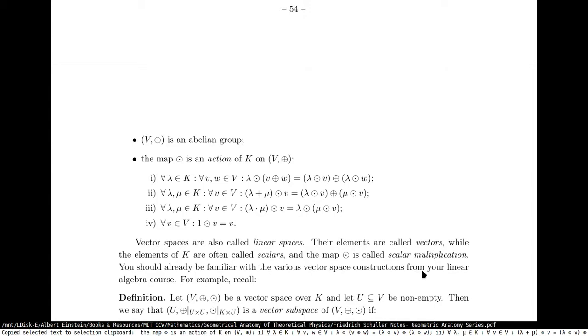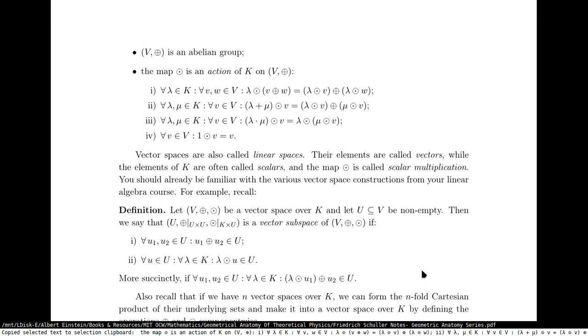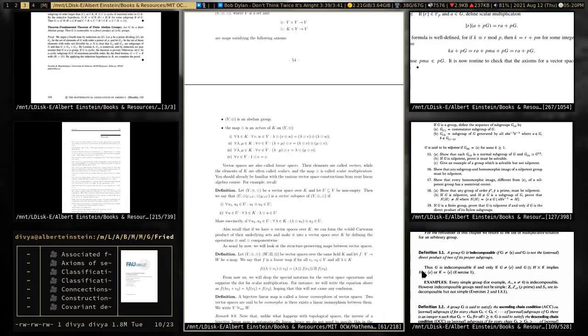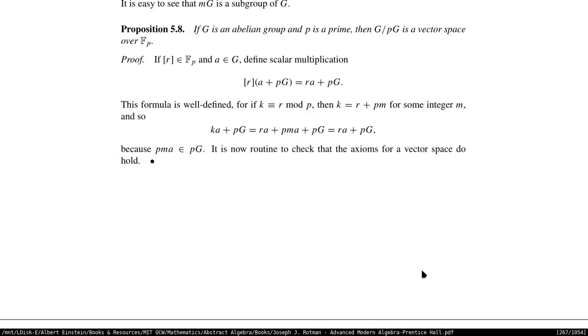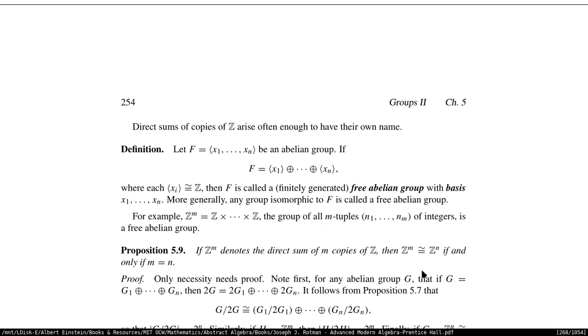I would say this is a good exercise if you haven't done linear algebra in a while, to show that G mod PG does indeed satisfy all the things you need by this definition of scalar multiplication. Okay, we're going to come back to this later when he goes to the Basis Theorem, but let's get into free abelian groups.